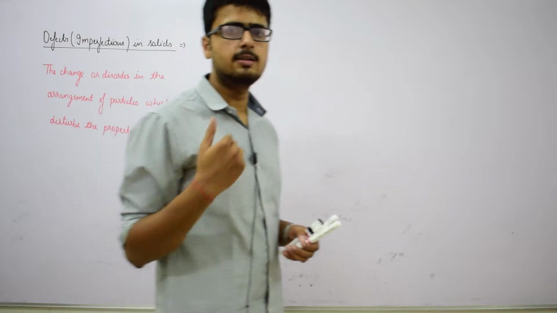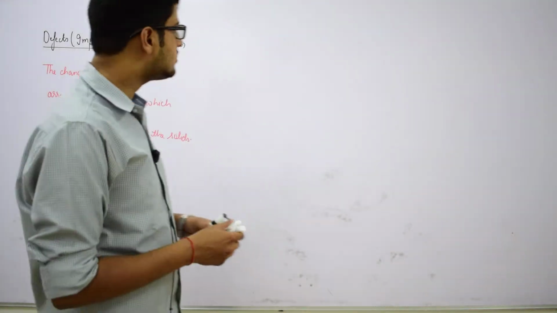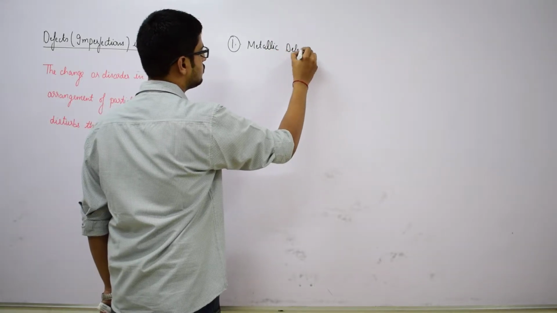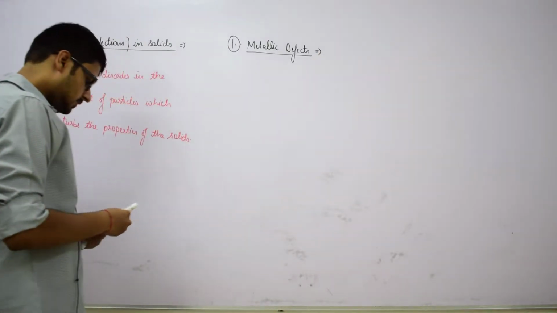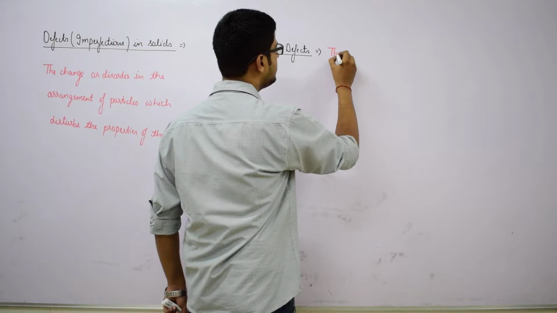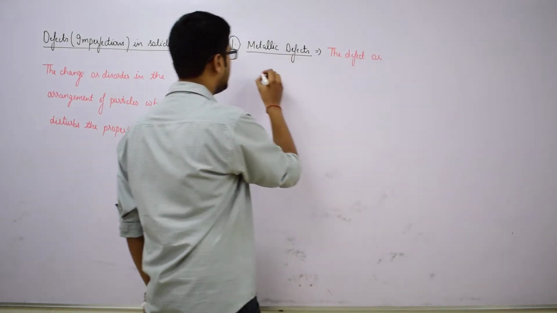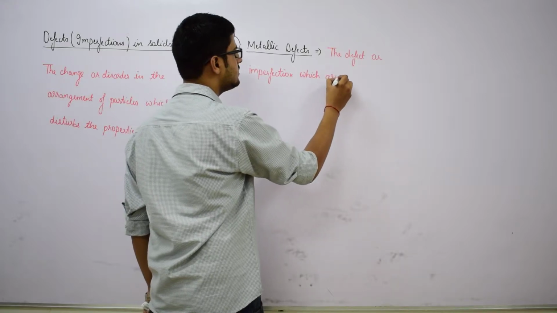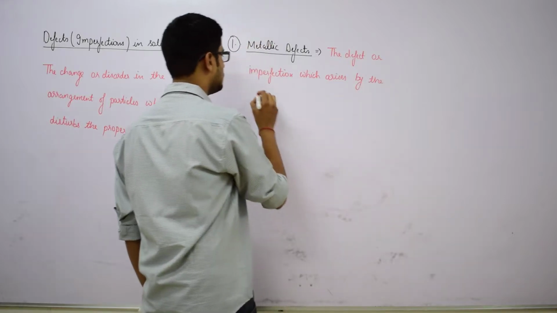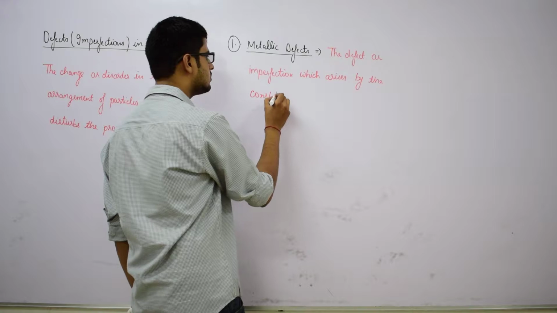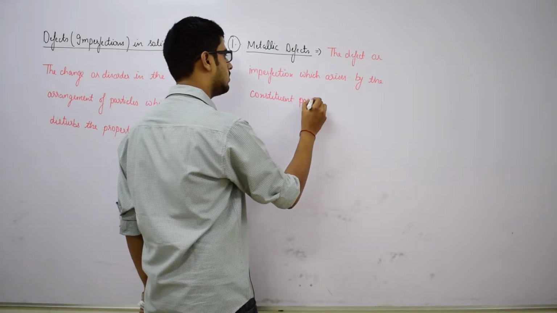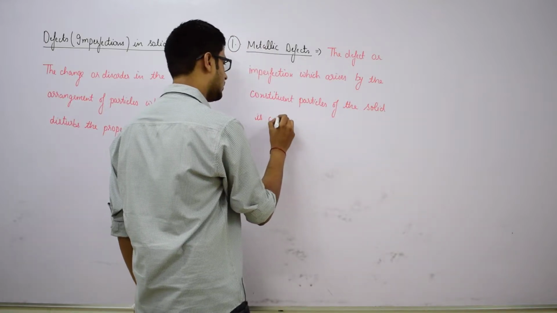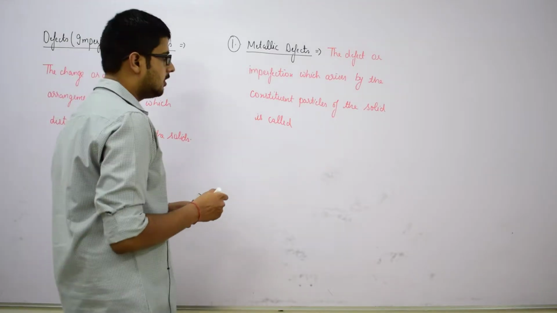Now, we shall start discussing in detail the different types of defects. Let us start from the first one, that is metallic defect. What do we mean by metallic defect? Metallic defect means the defect or imperfection which arises by the constituent particles of the solid is called metallic defect or metallic imperfection.